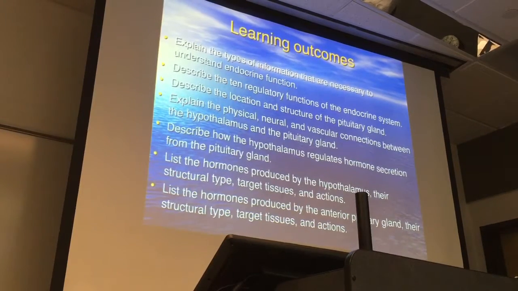Explain the types of information that are necessary to understand endocrine function. Describe the 10 regulatory functions of the endocrine system. I'm not even going to cover that. They're fairly straightforward. They're listed in the first section of the chapter.